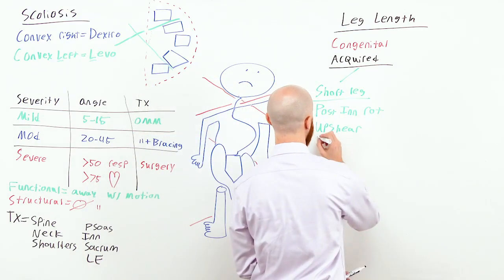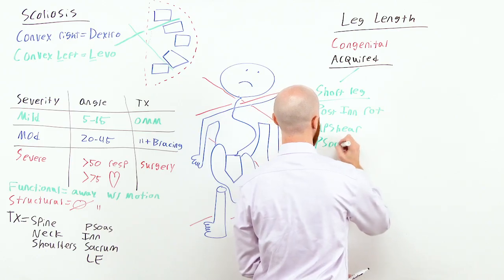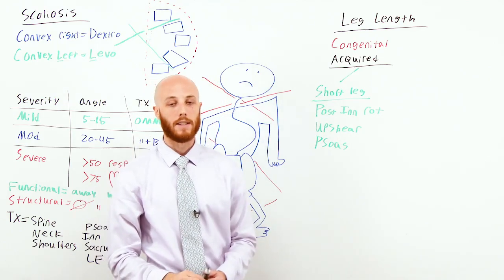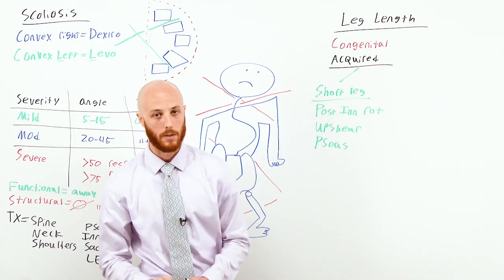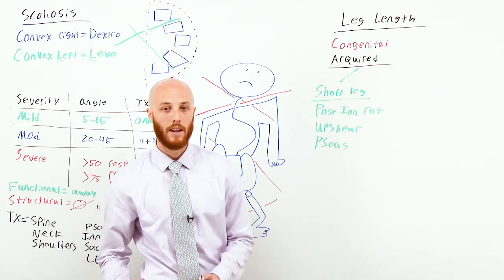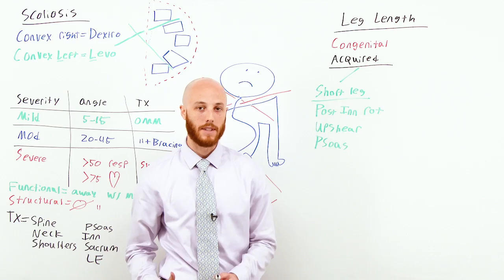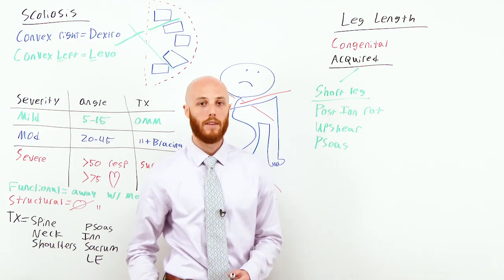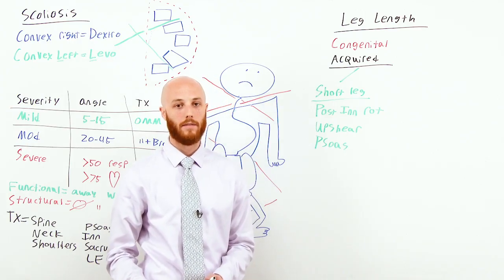And finally, psoas. The psoas is hypertonic, and it's causing flexion, side bending, and rotation towards one side. The rest of the body is going to need to compensate, and to do that, it's going to pull this leg upward, and you're going to have a short leg on that side.